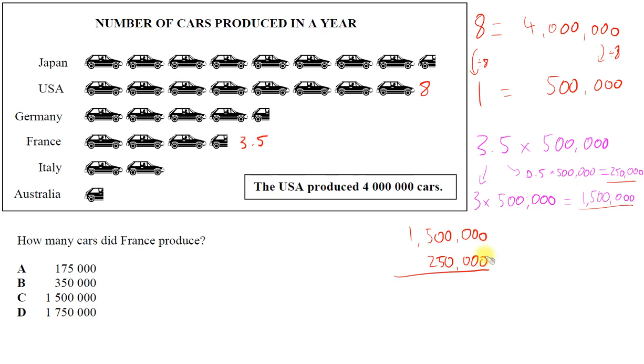So, adding that together, we have 3 zeros at the end, a 0 in this position, a 5 here, remember that we're adding, then a 7, and then a 1. So what we have is 1.75 million, or our answer here, D.